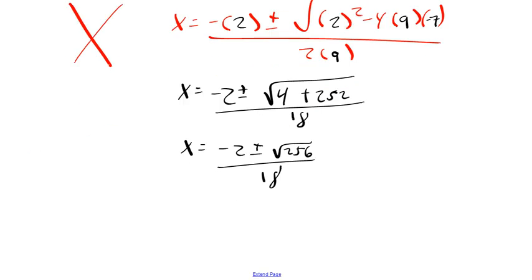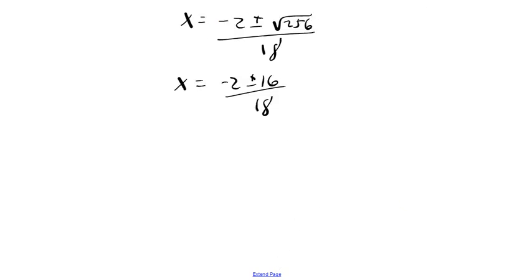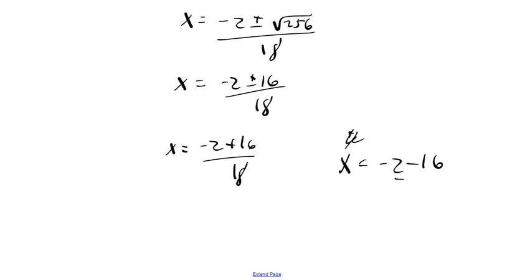All right. So now let's go ahead and simplify this. And now this should come out very nicely. Okay, so that's negative 2 plus or minus 16 all over 18 there. And lastly, we can write this out as our 2 separate answers now. So we have one answer, which is negative 2 plus 16 over 18. And the other one would be negative 2 minus 16, all over 18.